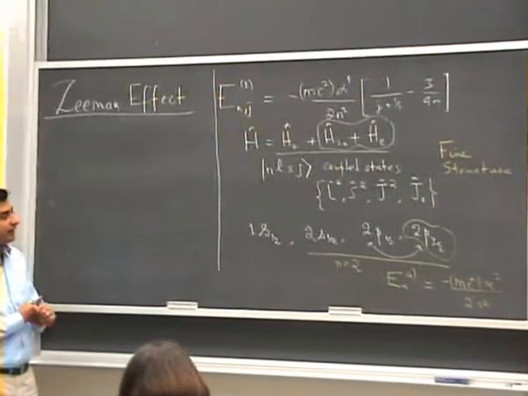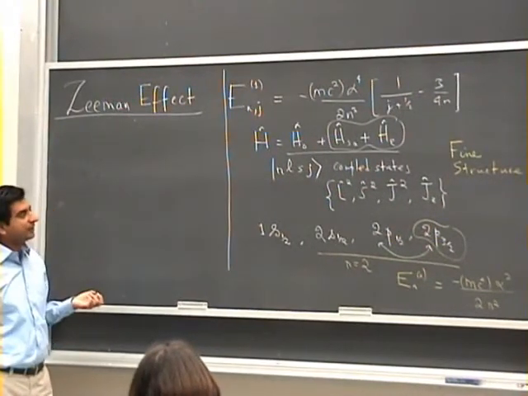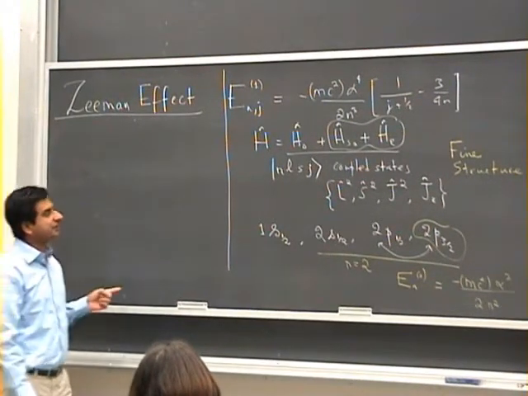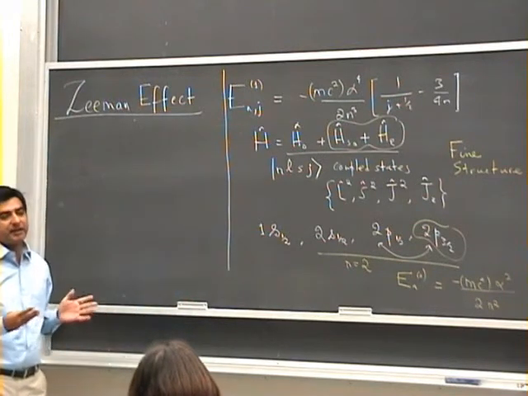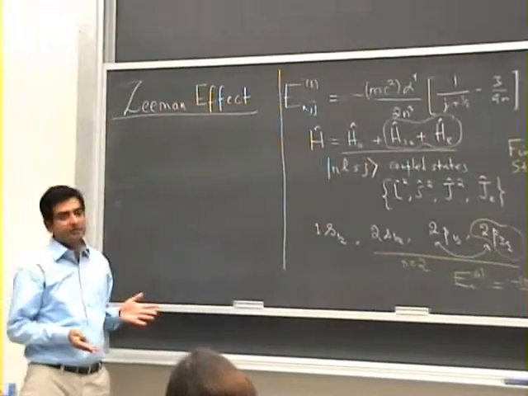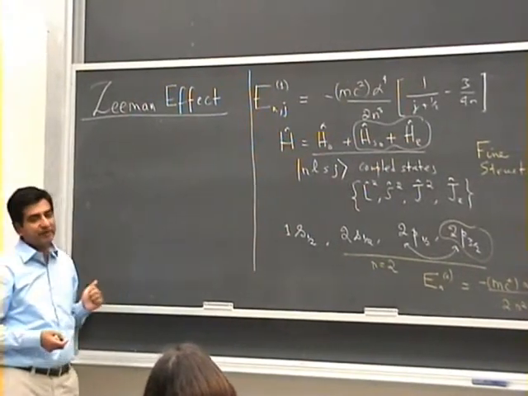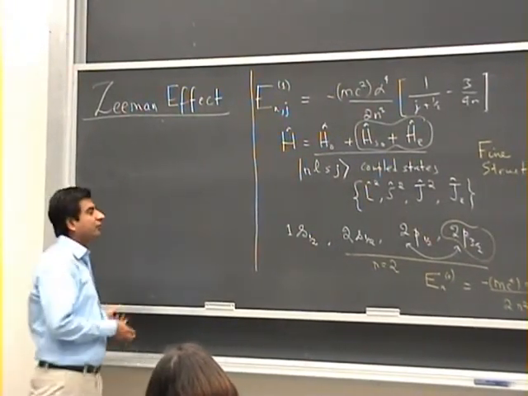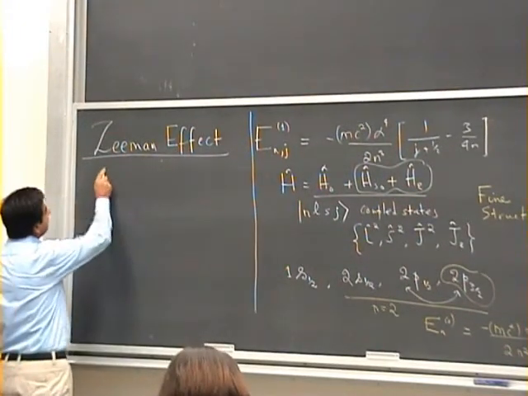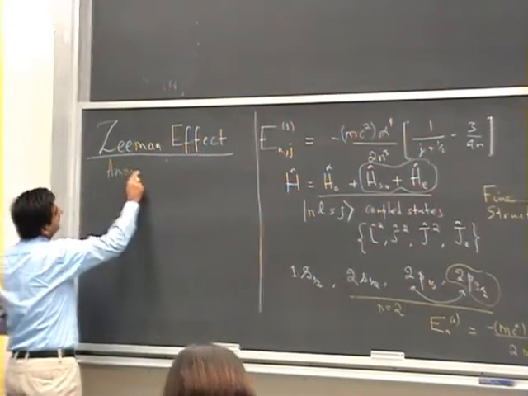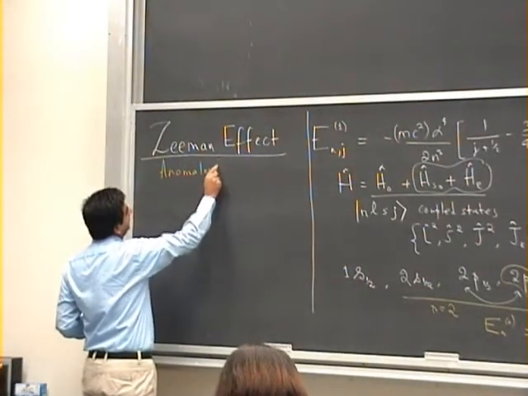Now what we would like to find out is what happens when we have the spin orbit interaction, the relativistic correction, and on top of it we place an external magnetic field. So what we're going to look at now is the Zeeman effect, as it is called. And we're going to look at the aspect of the Zeeman effect which is called the anomalous Zeeman effect.